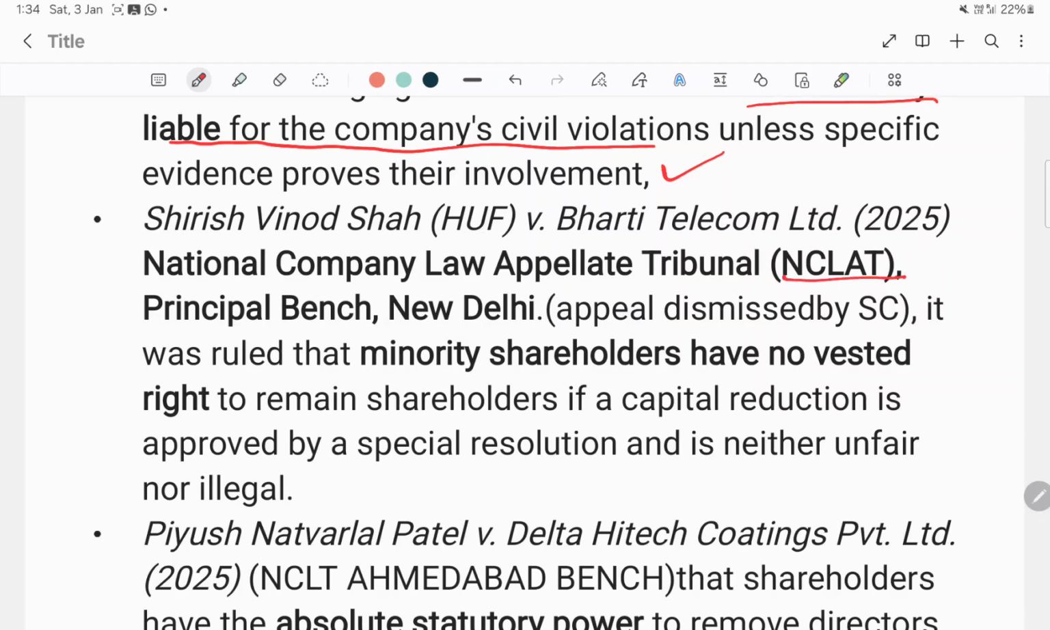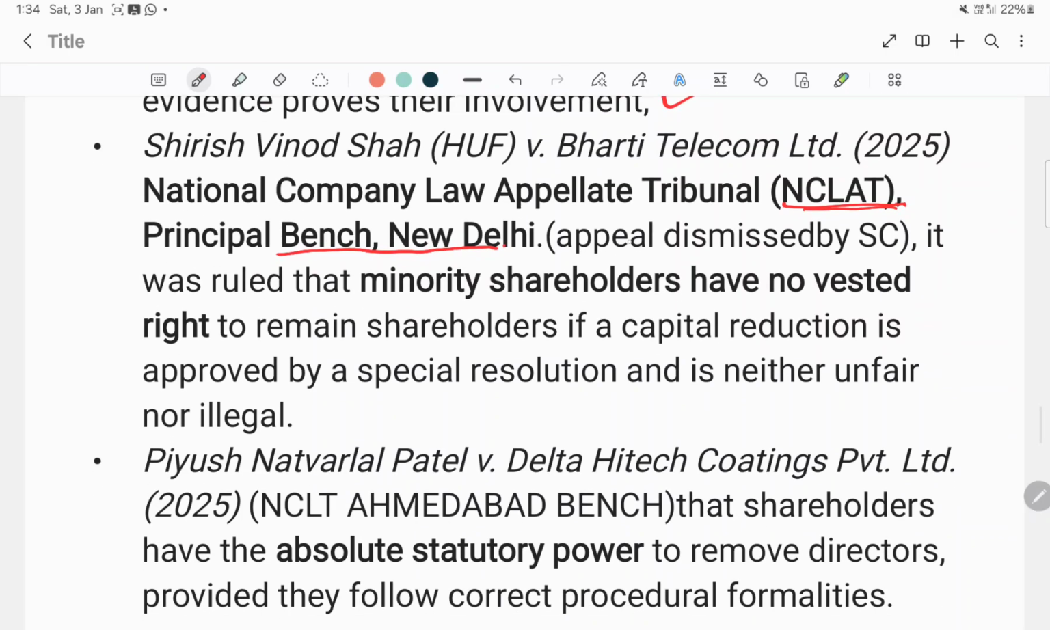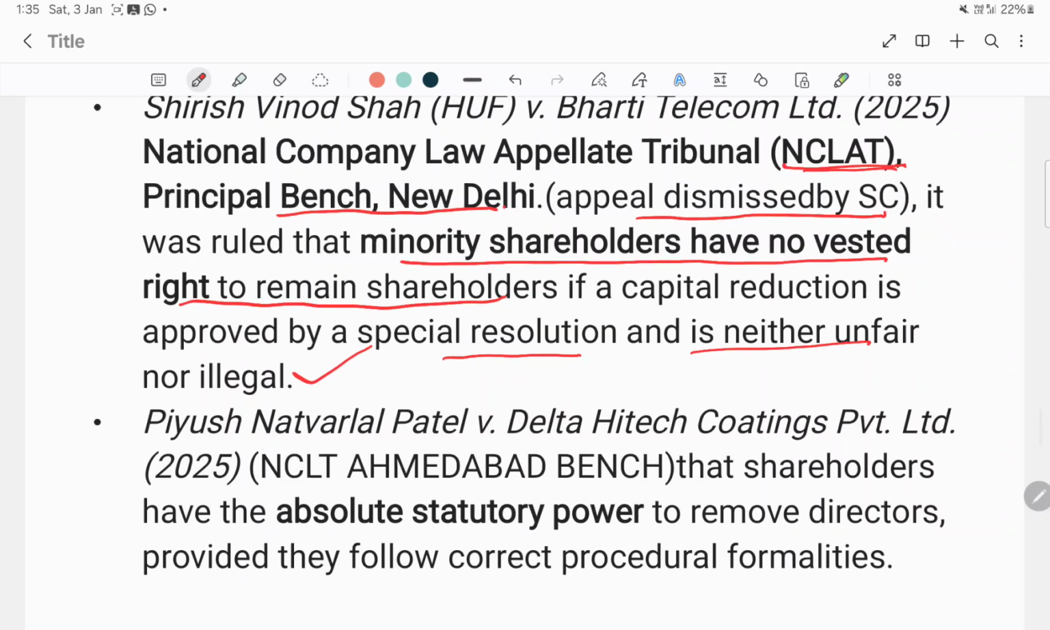This decision was given by the NCLT, Principal Bench of New Delhi, because the appeal was already dismissed by the Supreme Court. So this case may be considered as a case of the Supreme Court. It was ruled that a minority shareholder has no vested right to remain a shareholder if the capital reduction is approved by special resolution and is neither unfair nor illegal.